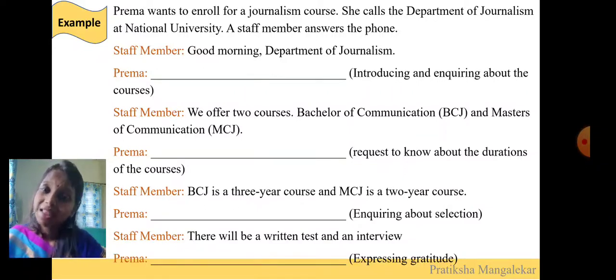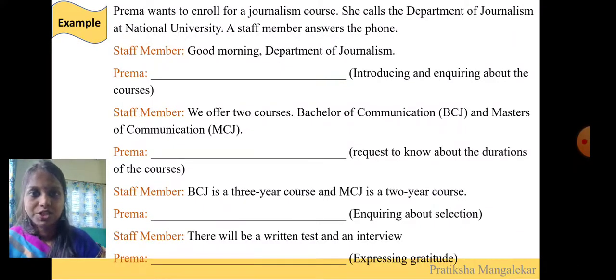But there can be questions where they will only give you that particular first statement. Say, Prema wants to enroll for a journalism course. She calls the Department of Journalism at National University. A staff member answers the phone. Write a dialogue based on this situation. Write appropriate dialogues. They can simply tell you this and say it is asked for 4 marks or say 5 marks. So depending on that, you need to write. Here it is quite elaborate. These dialogues are better to write because they are already guiding you.